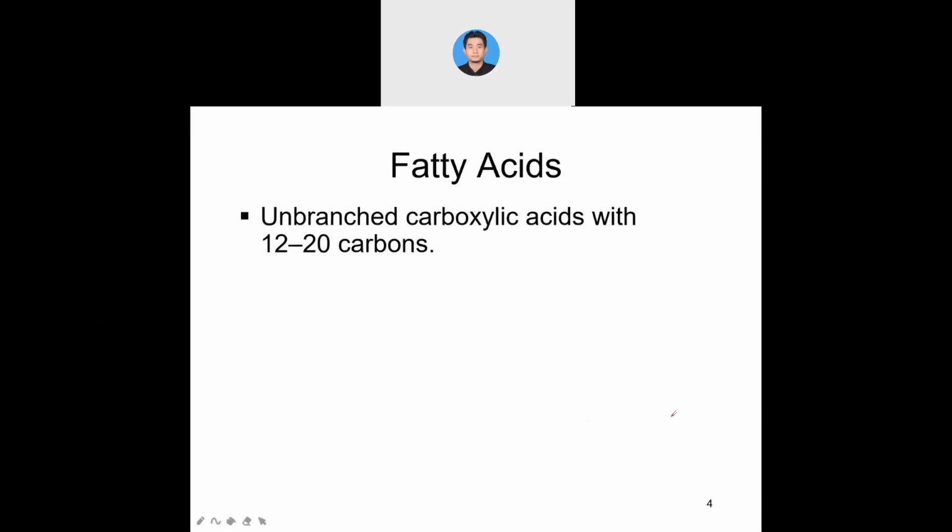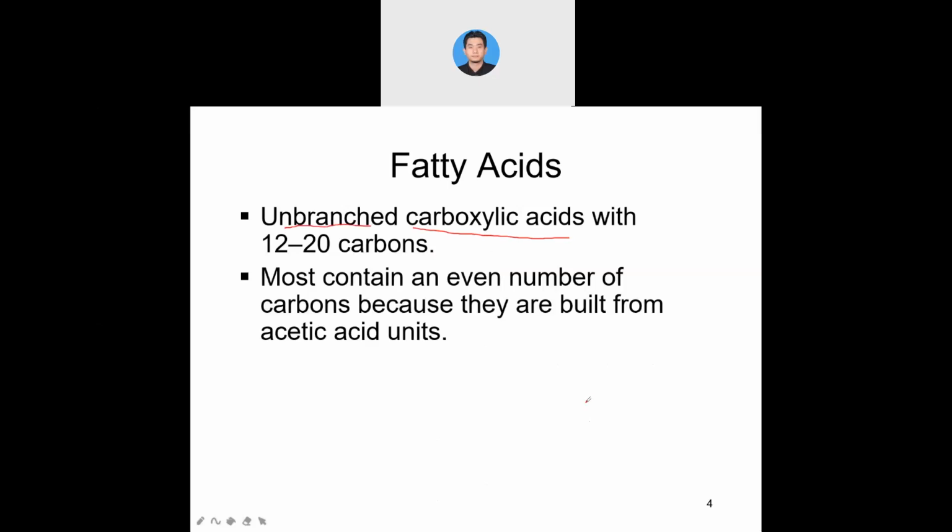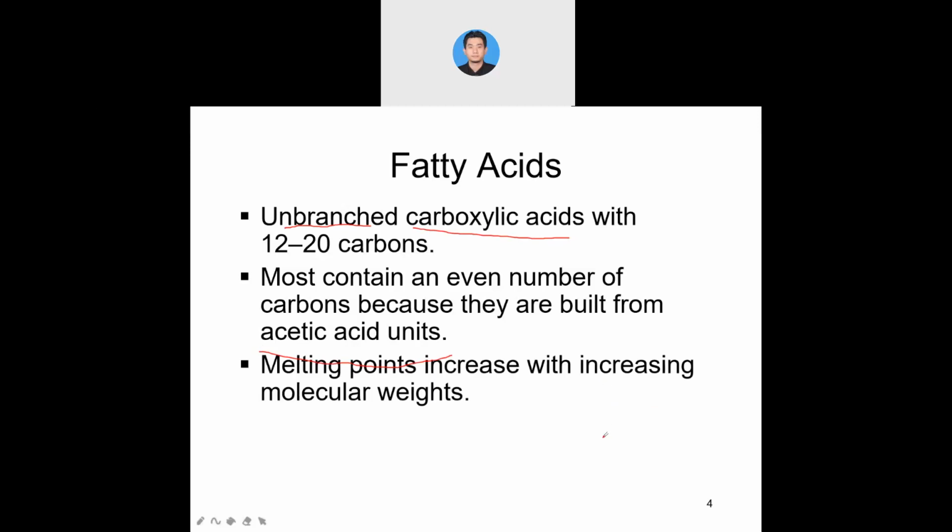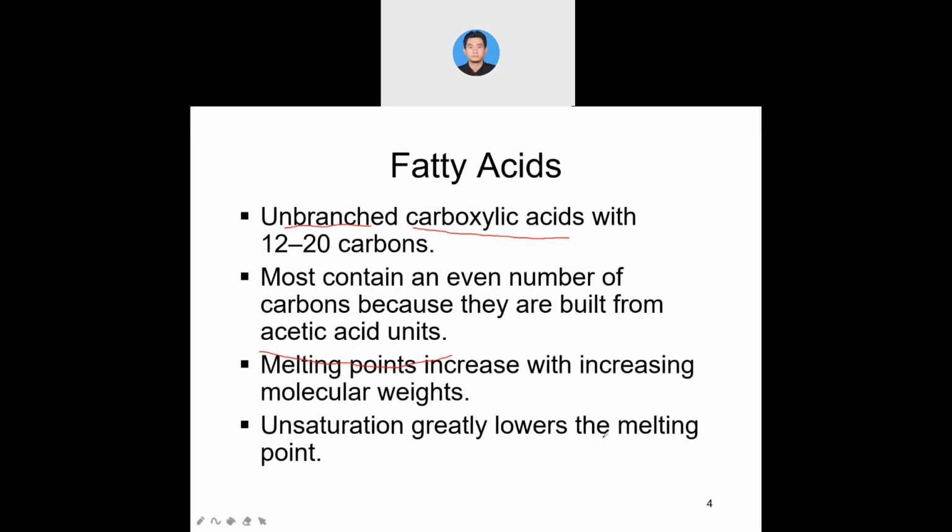A fatty acid is a carboxylic acid compound that contains a carboxyl group, with 12 to 20 carbons. It's unbranched. Most contain an even number of carbons because they are built from acetic acid units. So in nature, the building blocks of fatty acids are acetic acid. Melting point increases with increasing molecular weight, which is normal. Unsaturation greatly lowers the melting point.